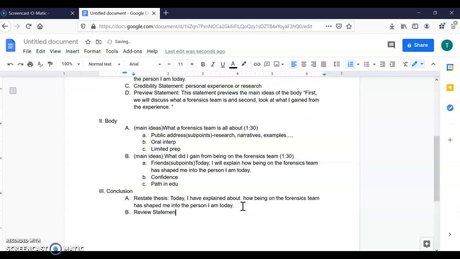Next is the review statement, which is just your preview statement from your intro. So first we looked at what a forensics team is, and second, what I gained from the experience. And then the last part is your tie back to your attention getter. Whatever story you told, joke you started with, question you asked, you need to somehow come full circle. You don't just repeat it, you need to somehow reference back to it.